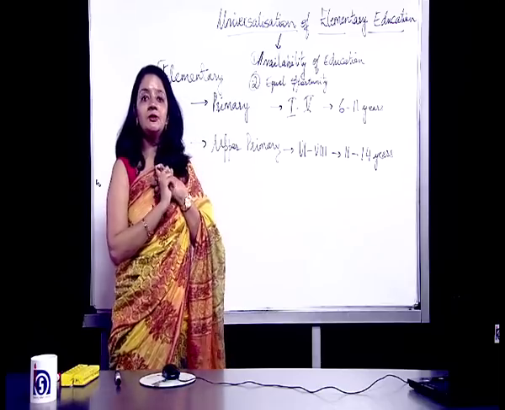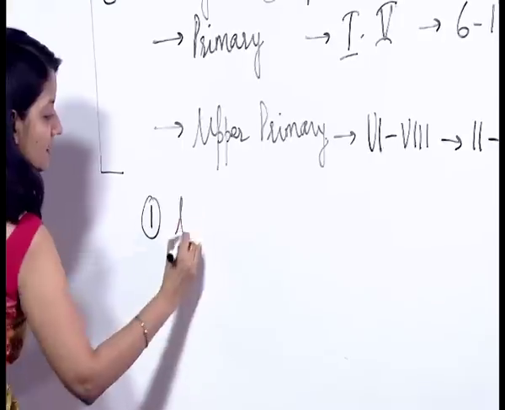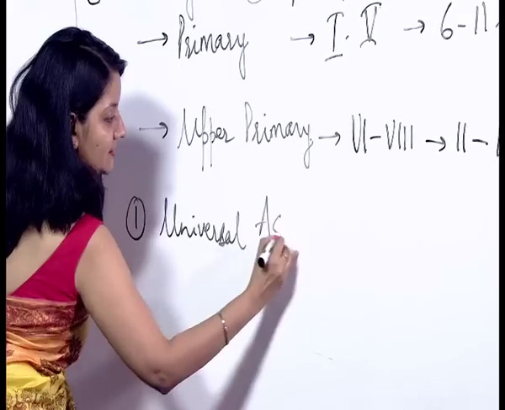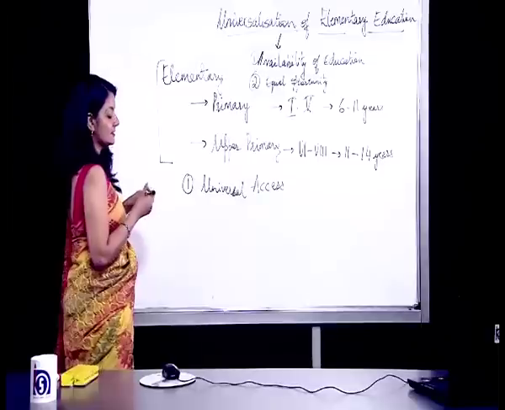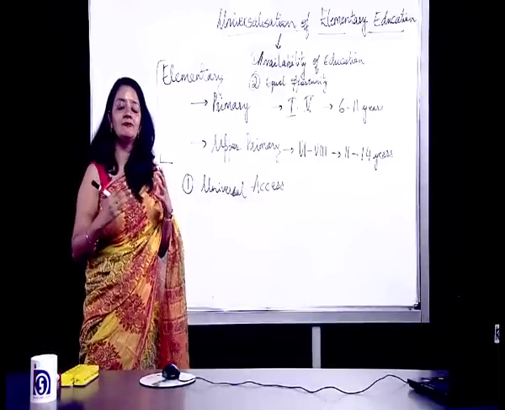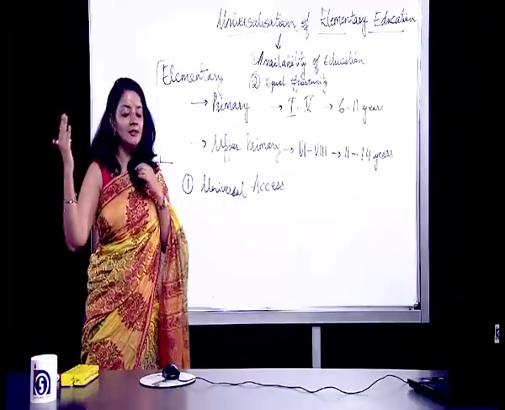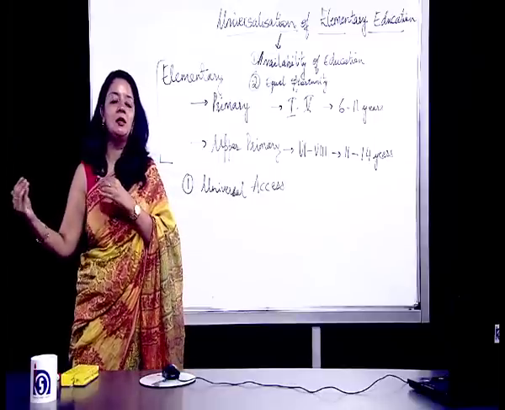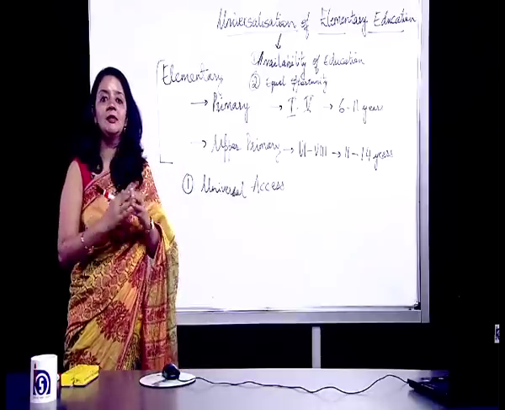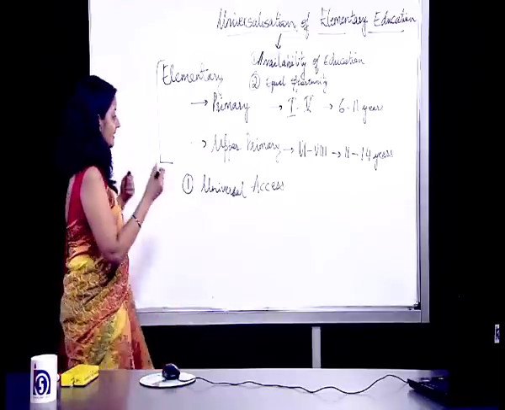The first one is universal access. So I'll write down here. The first one is universal access. Now what do I mean by universal access? Universal access means that every child is getting the benefit of education. Everywhere it is available. He can easily access it. If he is staying in some remote area of Bihar or maybe some remote area of Jammu and Kashmir, he has the school and he is able to get the education, right? Nobody can deny him education.